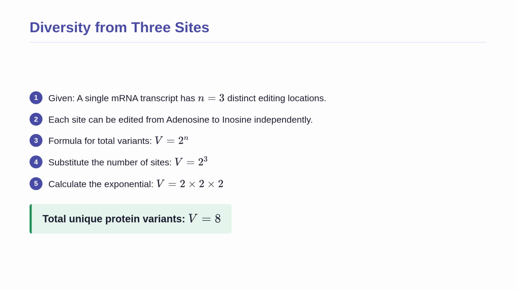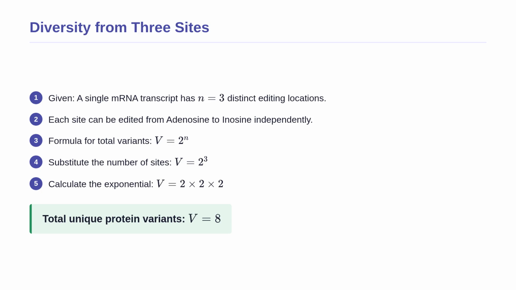Let us see this exponential growth with a quick example. Suppose a single messenger RNA transcript has 3 distinct locations where an adenosine can be edited to an inosine. We want to know how many unique protein variants can be generated. We are given that n equals 3. We use our diversity formula, V equals 2 to the power of n, because the sites are independent binary choices. We substitute 3 for n, giving us 2 to the power of 3. Calculating 2 times 2 times 2 gives us 8. Our final answer is 8 unique protein variants.